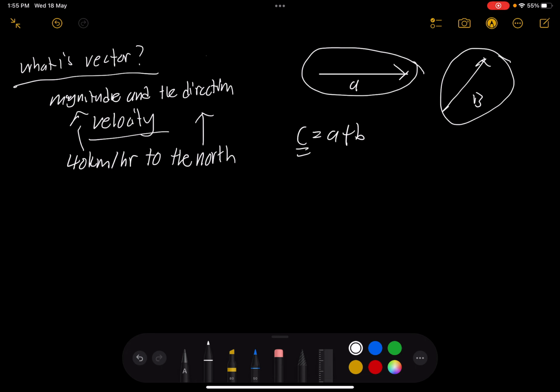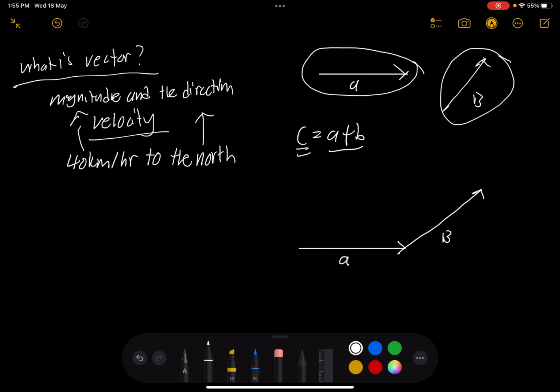To do this, you have to first start by drawing A and B. First, we'll start with A, and second, the arrow B. So where do we place it exactly? When it comes to addition, always place B at the terminal point of A, which is here. Do remember to label when you are drawing. So this is arrow A and arrow B.